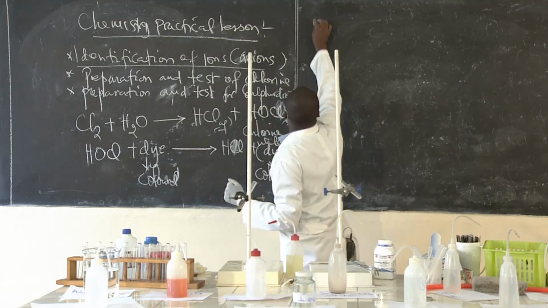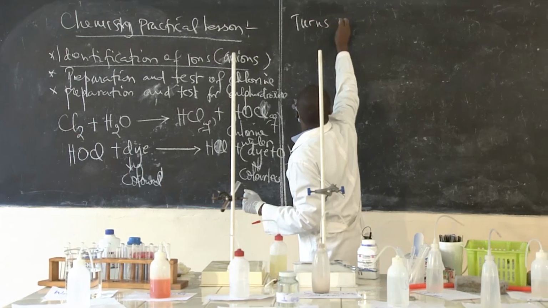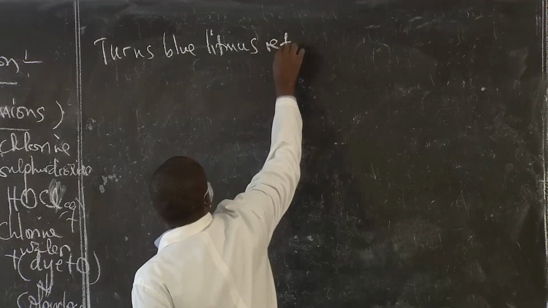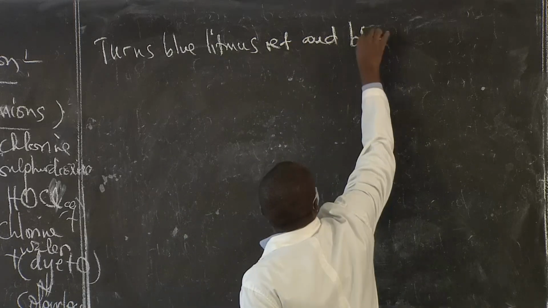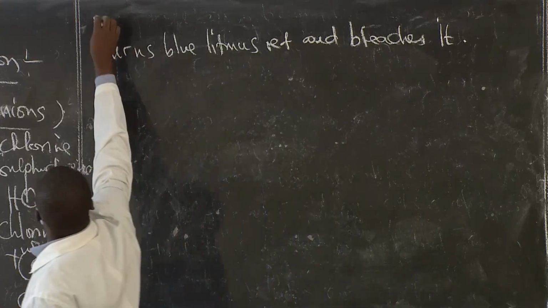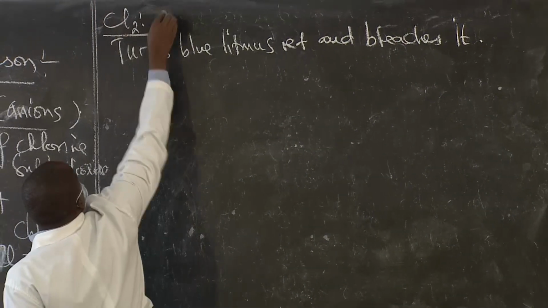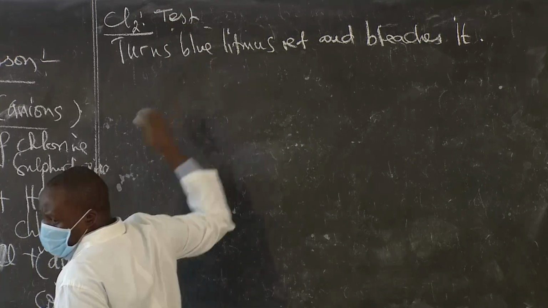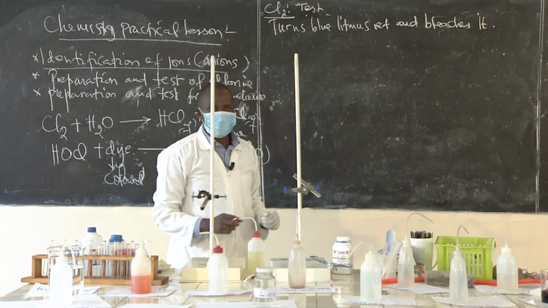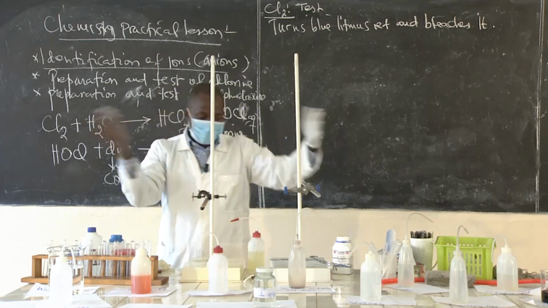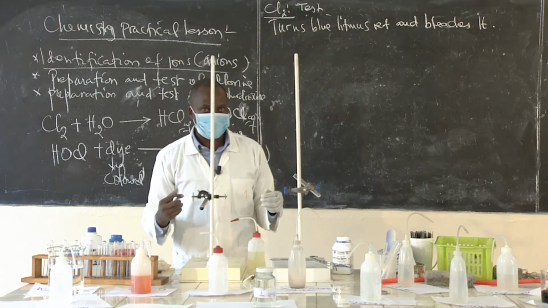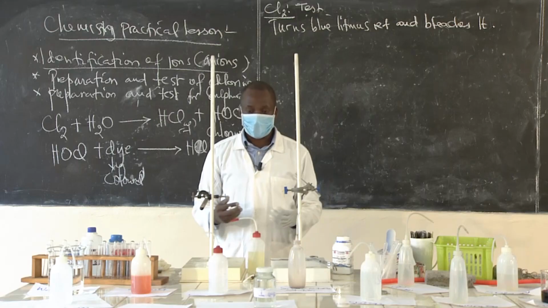We said it turns blue litmus red, and then bleaches it. So this is the test for chlorine. So that is how we test the chlorine. So we are able to see the greenish yellow color, and then we are able to see how the color disappears when it is bleached by the chlorine gas.